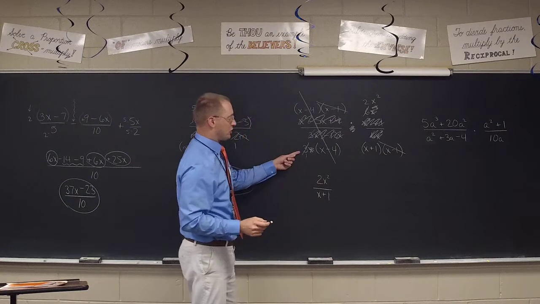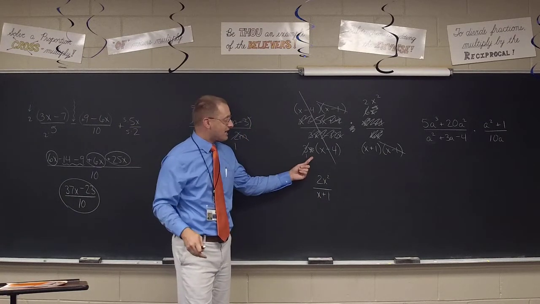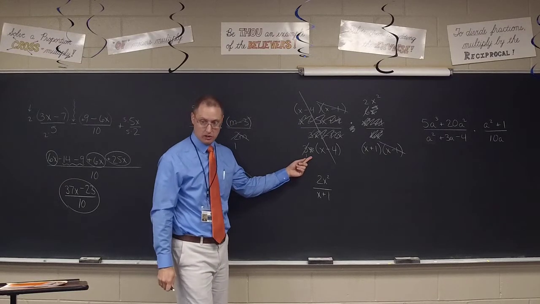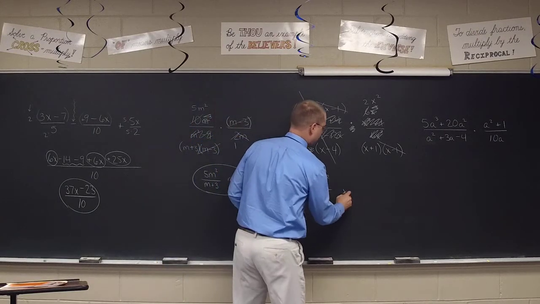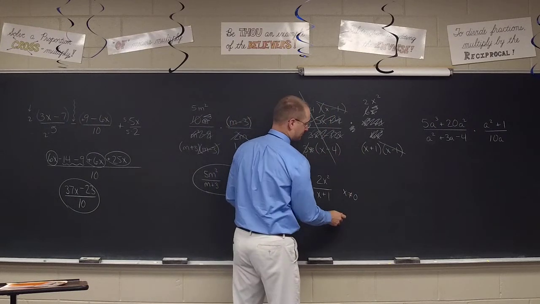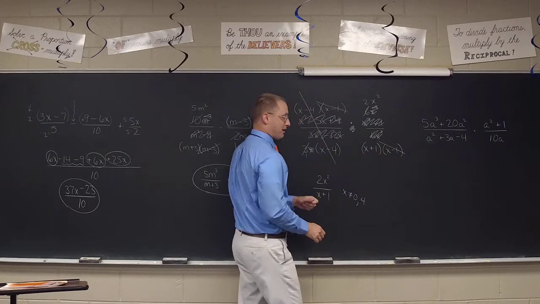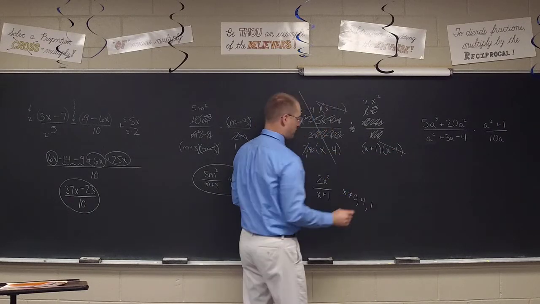The 3 canceled out of the bottom, but do I need to say that 3 can't be 0? No. The X canceled out of the bottom. Do I need to say X can't be 0? Yes, I need to say that. X minus 4 canceled out of the bottom, class. X can't equal 4. X minus 1 canceled out of the bottom. X can't equal 1.